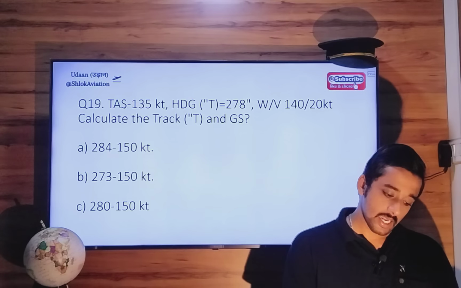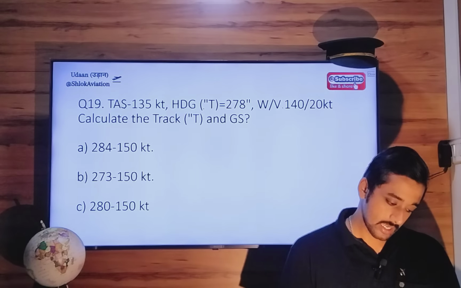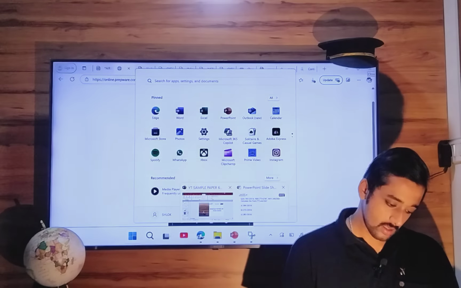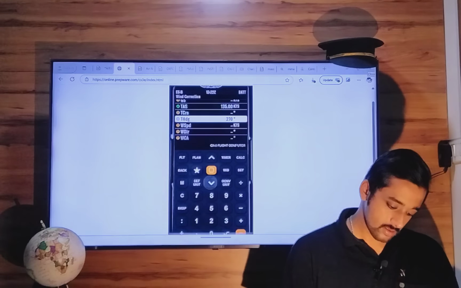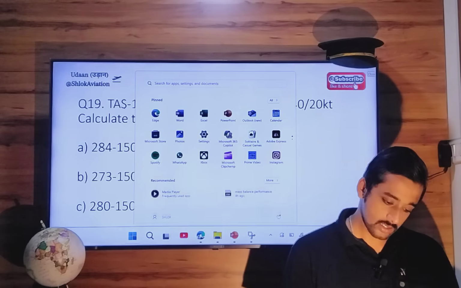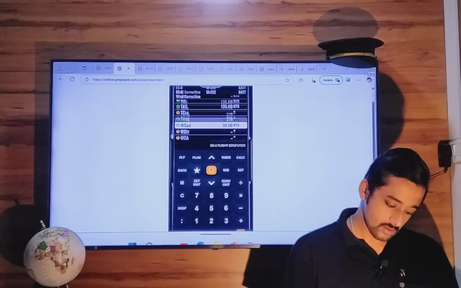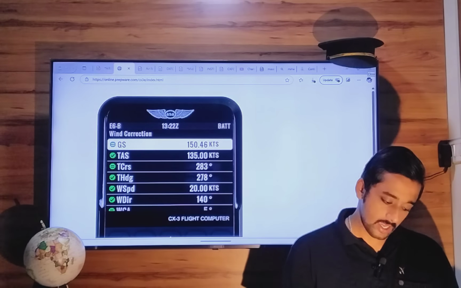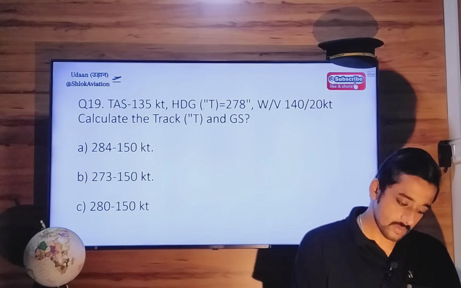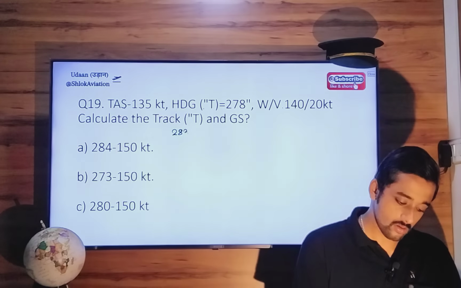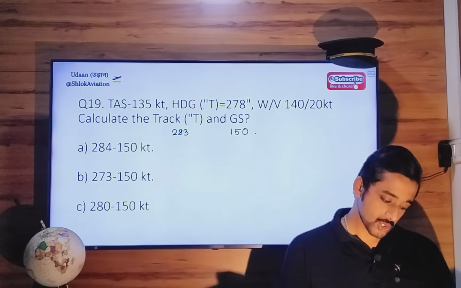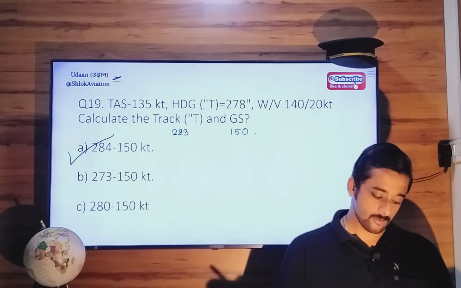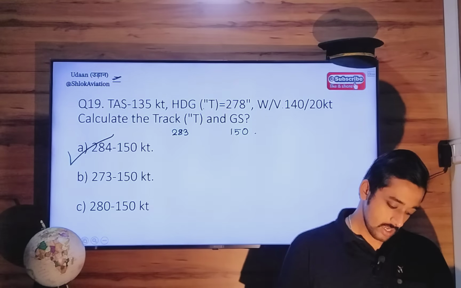Question number 19. Track, heading, winds are given. What is track and ground speed? So track is 135. Heading 278. Winds 140 at 20. Ground speed 150 and true course 283. Correct. The nearest option here is option alpha. 284 track, 150 knots.